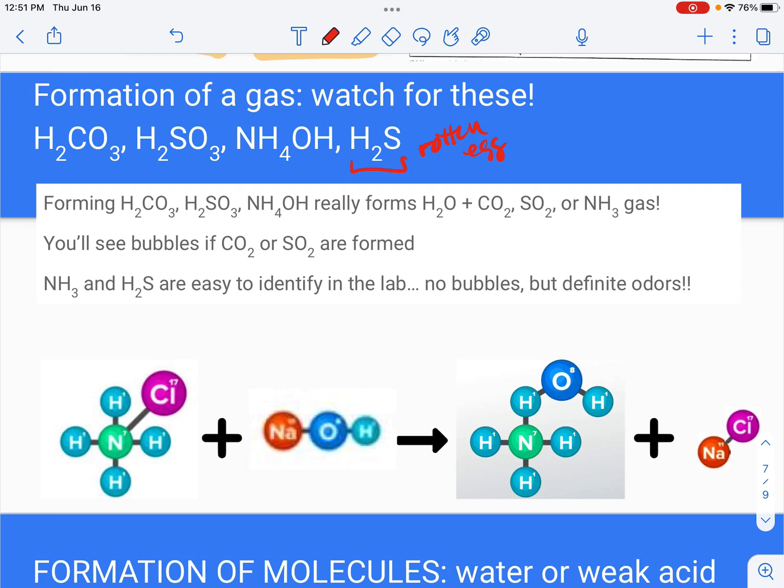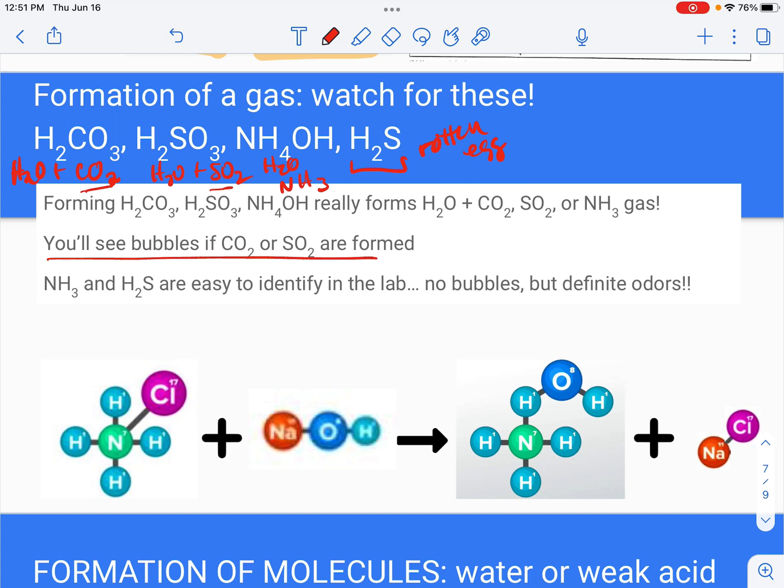H2CO3 will form water and carbon dioxide. H2SO3 will form water and sulfur dioxide. And NH4OH will form water and NH3. And so right away, as soon as those stick together, these molecules actually decompose again, and this is what's causing our reaction. So if it's going to be CO2 or SO2, you'd actually see bubbles in the lab.